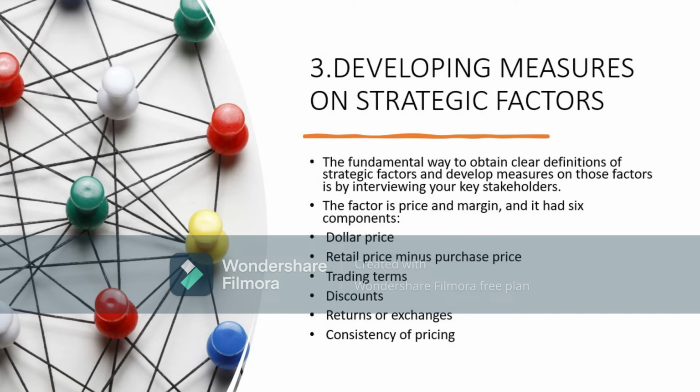To illustrate, let's take one of the strategic factors and provide the retailer's definition of it. The factor is price and margin, and it had 6 components for measurement: dollar price, retail price minus purchase price, trading terms, discount, returns or exchanges, consistency of pricing. Immediately, we can see the richness of this definition.